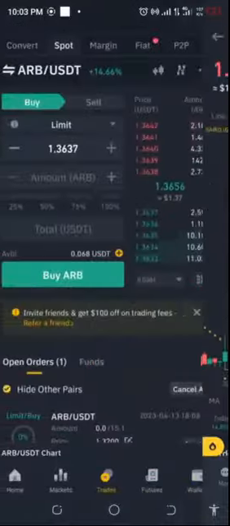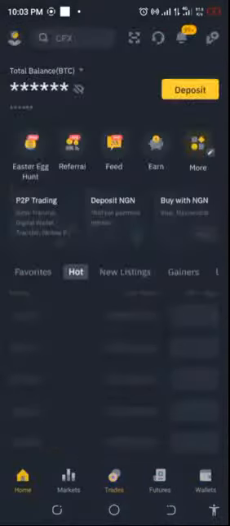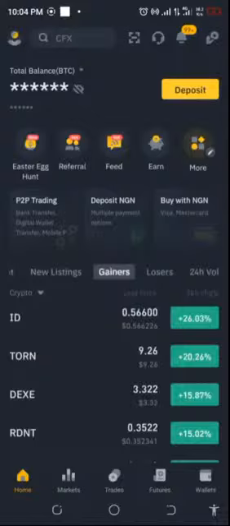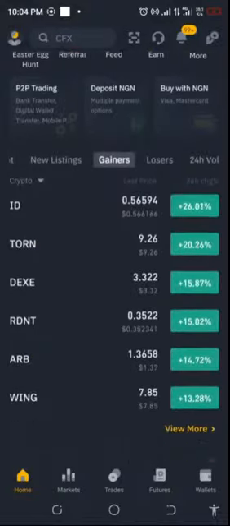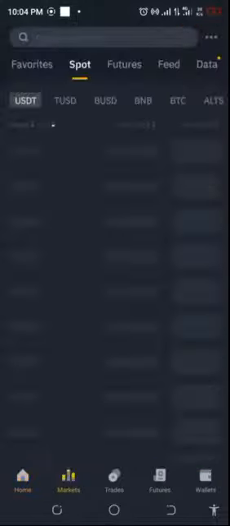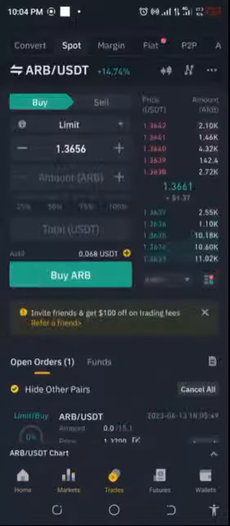I'm just going to go check again. Let's look under gainers. It's under new listings, but let's just be sure that it's also under gainers. Okay, is it on the gainers? Should I go with this? Okay, ARB is on the gainers. Okay, let's try this. Let's go ahead and just buy outrightly, and then we'll set a sell limit.